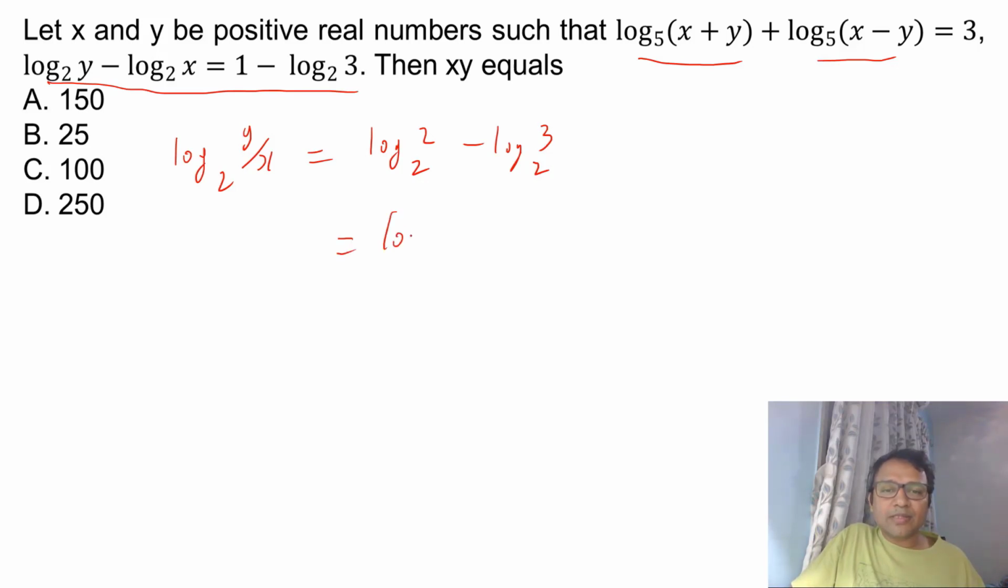These are not difficult sums. Normally they are actually simple sums. The right side becomes log of 2 upon 3, because whenever you have such sums, try to make the base the same on both sides. So you can remove the log. If you remove the log, you get y upon x as 2 upon 3.